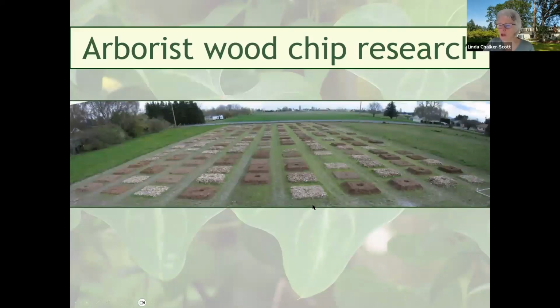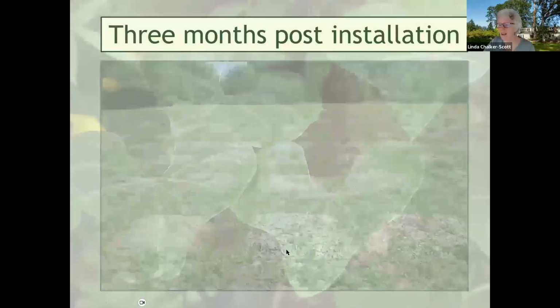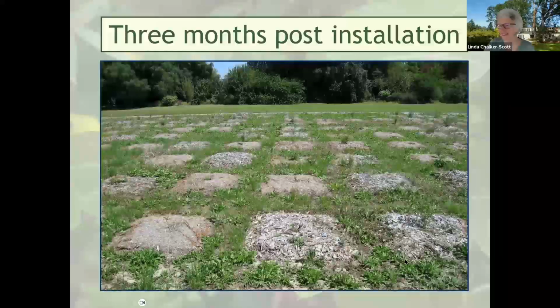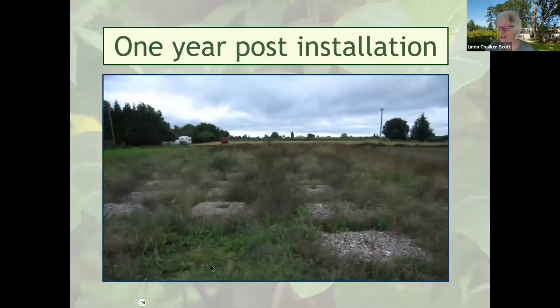I want to just leave with some pictures on this. This is one of my grad students up in Mount Vernon who was looking at different types of wood chip mulches, different depths, different textures. And this is our little layout. It's really a pretty layout. And this is what it looked like initially. And then in the middle of each of these, there's a tree planted. This is what it looked like 3 months later. And this is what it looked like a year later.